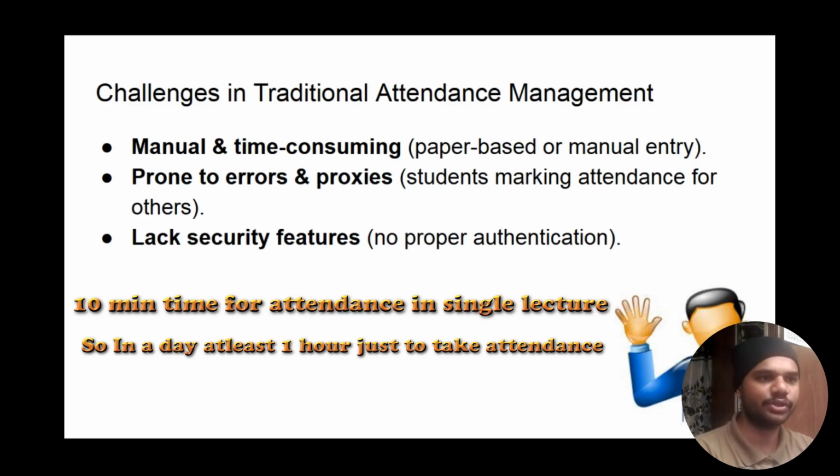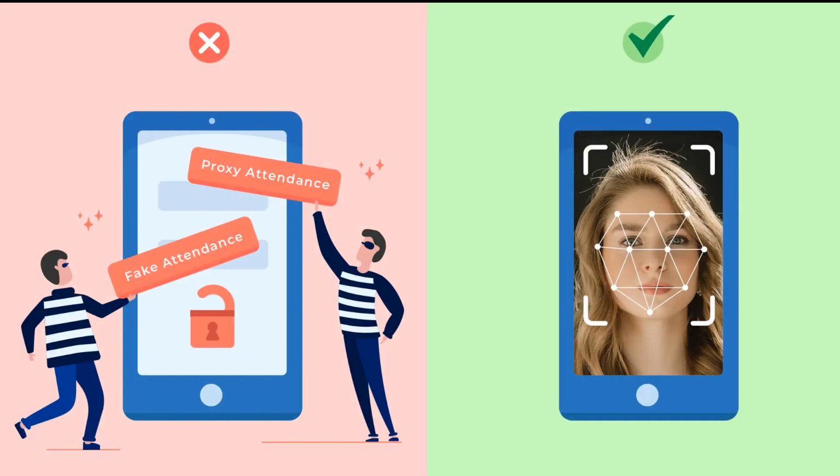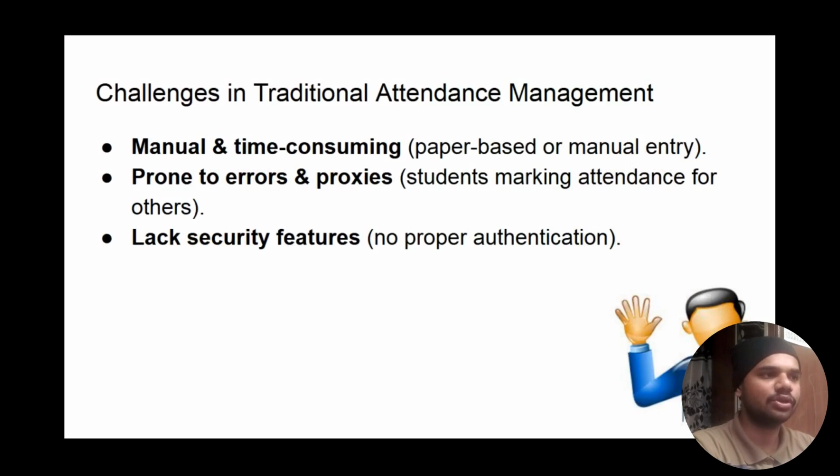Let's move to the next point: it is prone to errors and proxies. Students mark attendance for others, which means if the teacher is taking attendance and a student says yes sir or present sir without the teacher seeing the student's face, then a student who is not in that class will also be marked as available. The solution to this proxy is liveness of face attendance. The attendance will be taken only if the student is in front of the camera and moves his head.